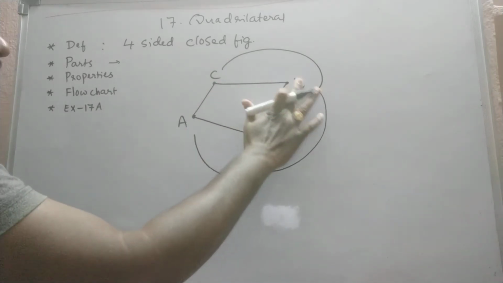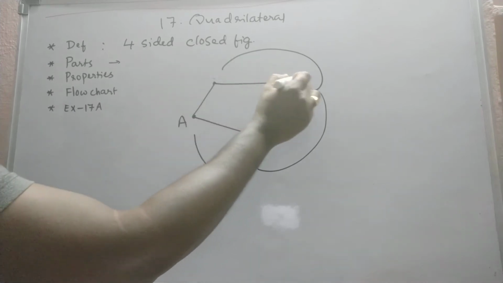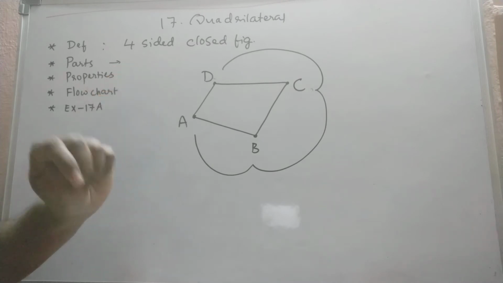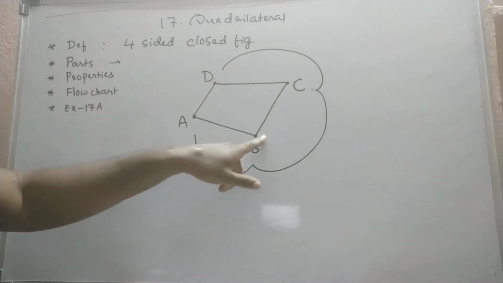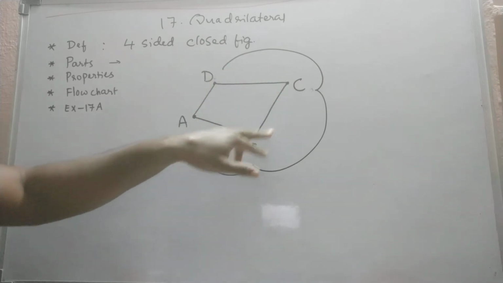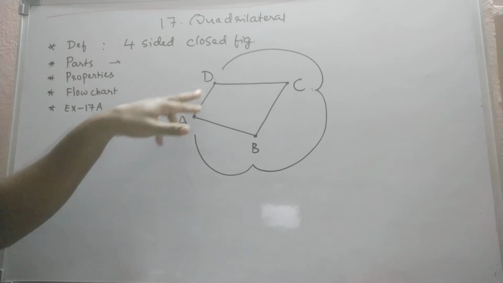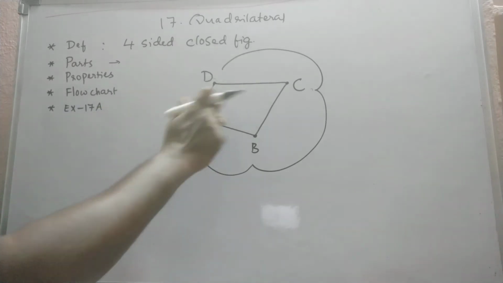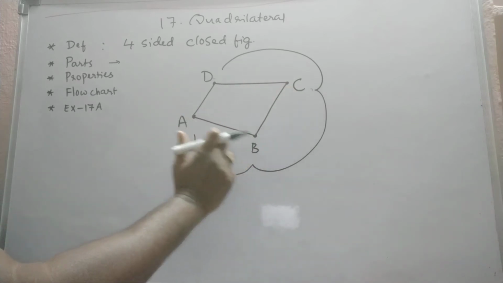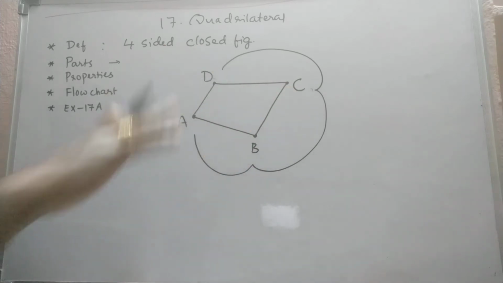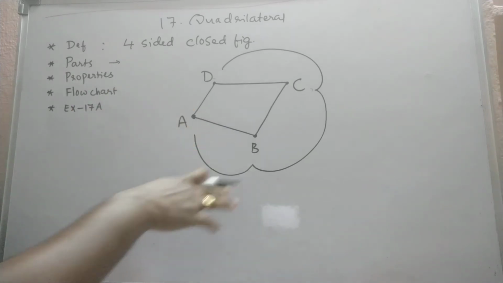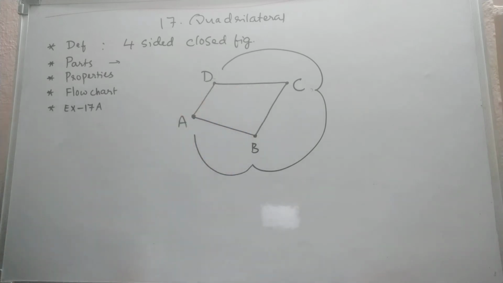If you want to give the name ABCD, the third vertex should be C and the fourth vertex should be D. And this can have different names. I can say ABCD, or BCDA, or CDAB, or DABC. Even reverse order is possible: ADCB, DCBA, CBAD, like that. So we can give 8 names. But while giving a name, there should be meaning, which is why I have given the order ABCD.